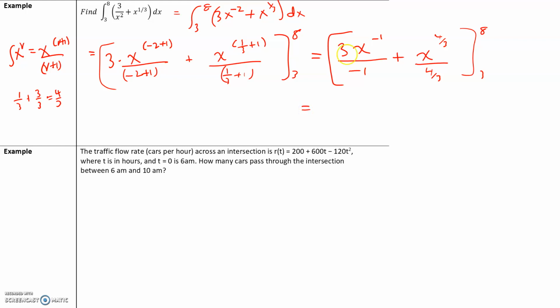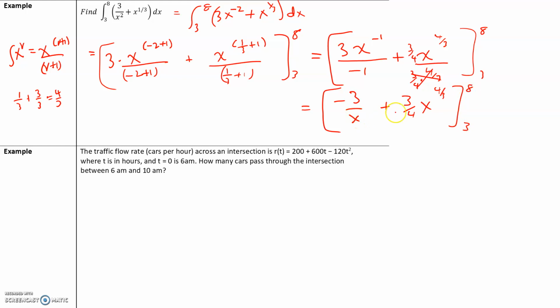Okay, let's simplify this. 3 divided by negative 1 is negative 3. Can't have a negative exponent, so move this to the denominator, becomes negative 3 over x. We can't have a fraction on the denominator, so we're going to multiply by the reciprocal of the fraction, which is 3/4. So we multiply the numerator also by 3/4, so the denominator cancels out, and we're left with plus 3/4 x to the 4/3. All of that is going to be from x equals 3 to x equals 8.